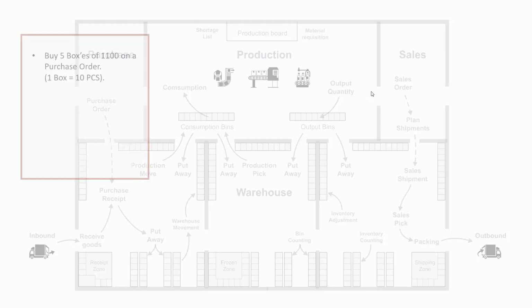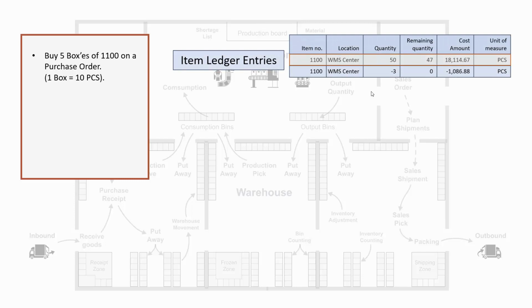The entries we saw in Business Central followed this scenario. We have bought 5 boxes of this item. 1 box equals 10 pieces, which is set up on the item card, and we've bought it on a purchase order. This means that we make an item ledger entry of 50 pieces that we add to the inventory. Originally, the remaining quantity would have been 50 pieces. Then we put it away in the warehouse on a bin. It doesn't do anything to the item ledger entries.